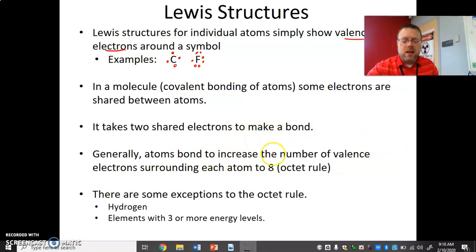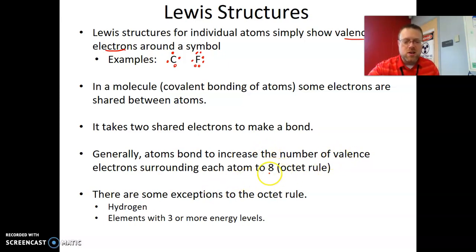Now, if you looked at the noble gases, if you remember from the previous lesson, we were talking about why those gases were stable. They, except for helium, all have 8 valence electrons, and that's kind of a magic number, 8. And so most of the time, when we're talking about nonmetals bonding, they try to increase the number of valence electrons surrounding each atom to 8. And so that 8 has more stability than other numbers of electrons.